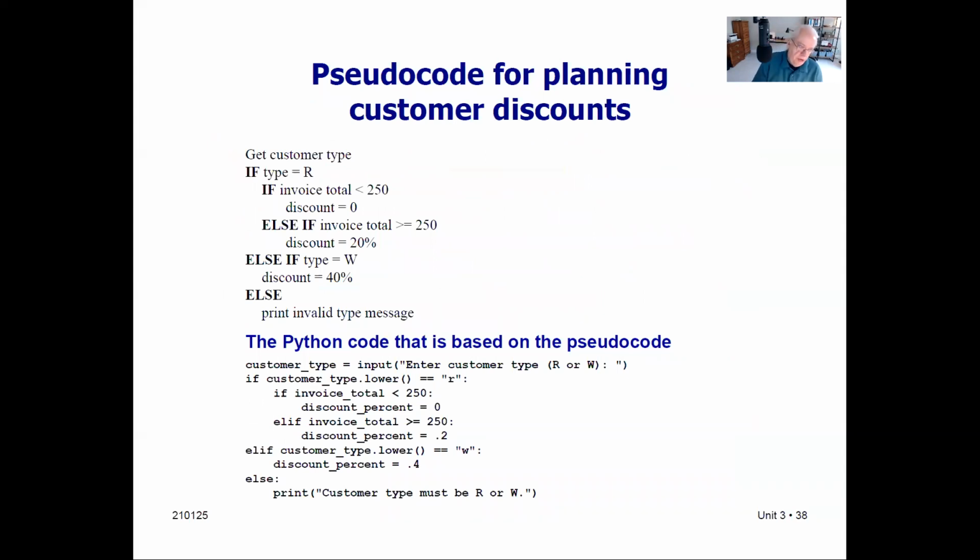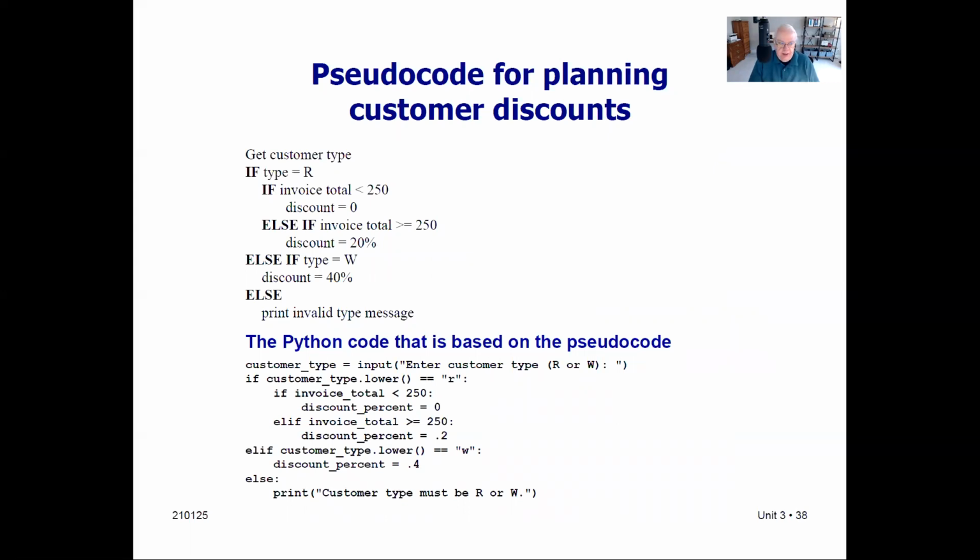Here's just a little glimpse at some pseudocode for what we were doing. As whoever was designing this little program was getting ready, they scratched out on a piece of paper: if the type is R, then run this nested if statement. And if it's W, run this statement, else print this invalid type message. So that is a good example of pseudocode.